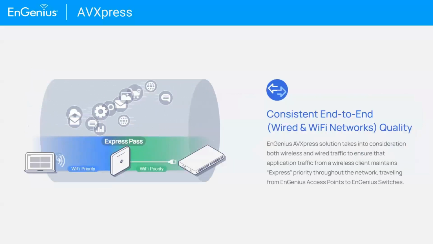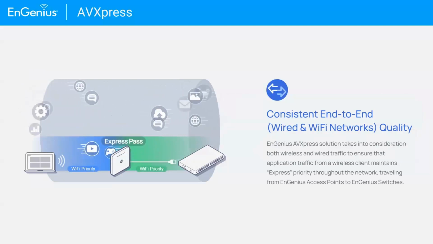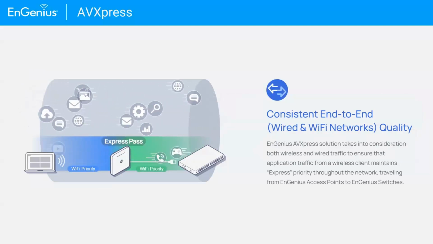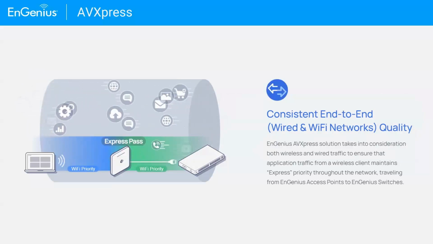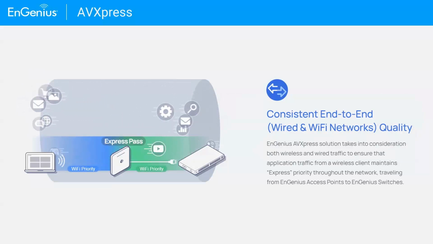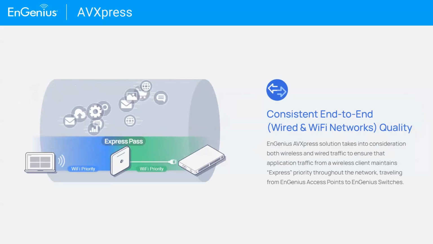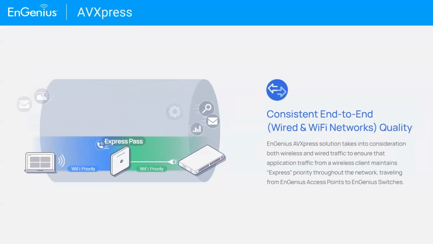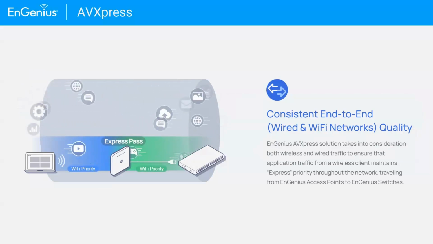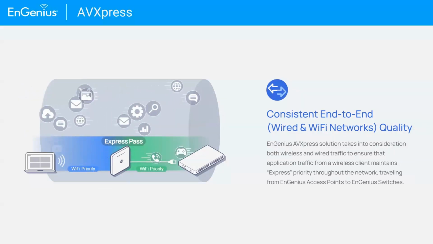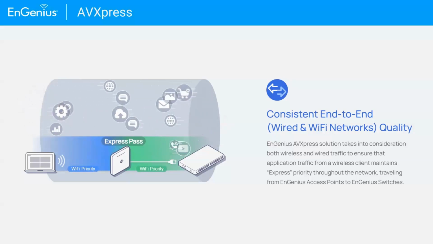So for AVXpress, what happens is if you have, let's say, a wireless access point and a switch on your network, and you enable AVXpress, immediately this would apply to your switches' QoS rules as well. So no need to configure anything on the wired side. Once you enable AVXpress on your APs, and your switches are on the same network, it would apply the same QoS rule. So everything would be consistent from the wireless side going to your wired side.